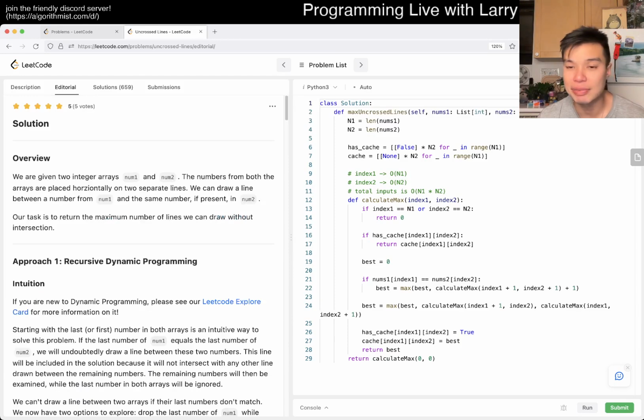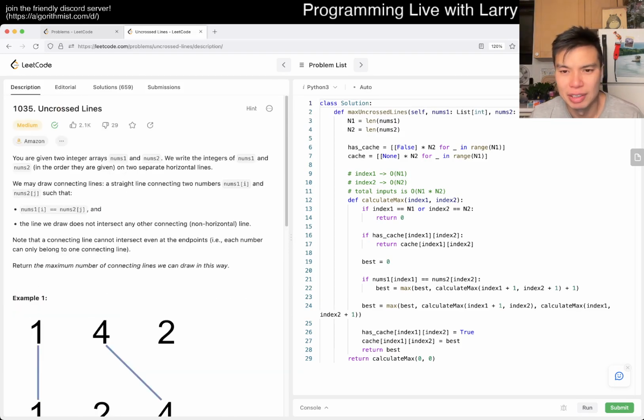Space optimization, definitely. If you want to look up the space optimization for LCS especially, I do have a video on that, so definitely do that. Otherwise, that's all I have for this one.